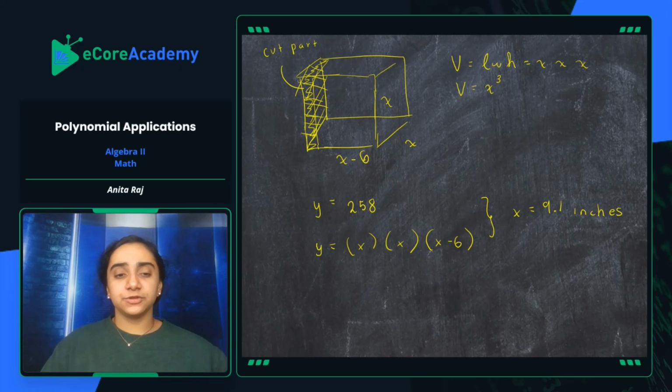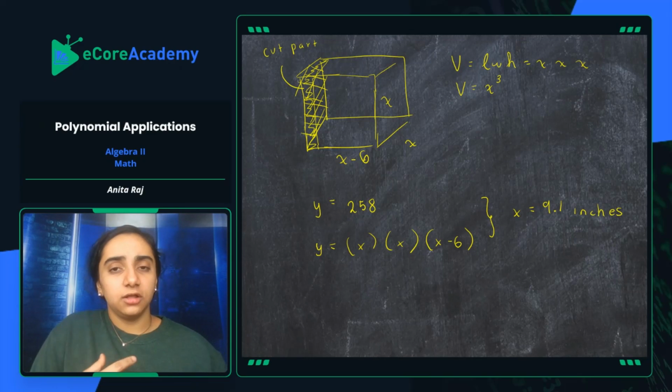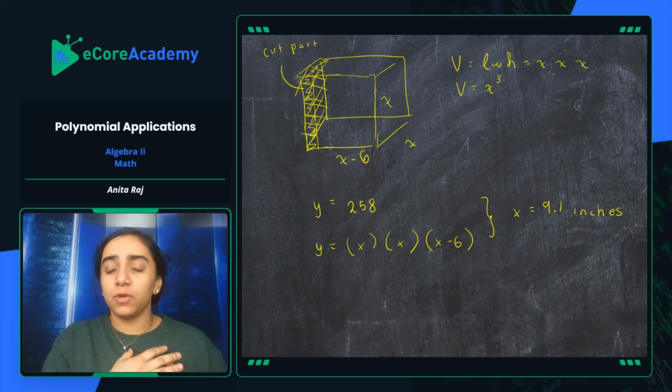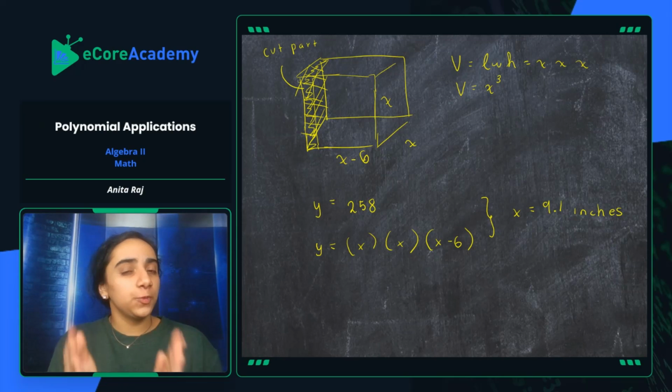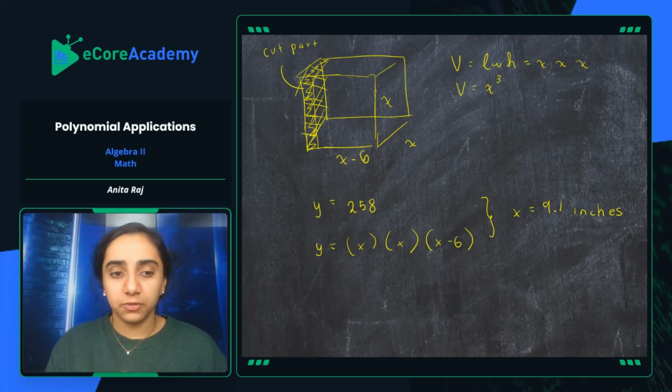A lot of these problems, especially the volume ones, are really a lot of visualization. So what I do for these is I always draw them out if I can. For example, drawing it out and seeing that the cut part is only going to affect the length of the cube, not the width or the height, will help you come up with an equation that will effectively help you come to the answer and find the side length of the cube.